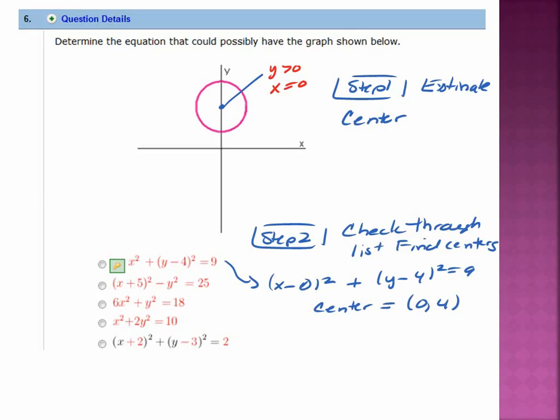So step 2 is go through that list down there that they gave you in multiple choice and find the centers. Well, the first one, the center is 0, 4. If I write it out like that, that's the form of the black list, right? It says (x minus x0) squared plus (y minus y0) squared is equal to. Well, the x0 is 0, and the y0 is 4, so the center is 0, 4. Could that be a possible center? Yeah. And is this the formula for a circle? Yes. And look, it has the green key, it has the answer on it.